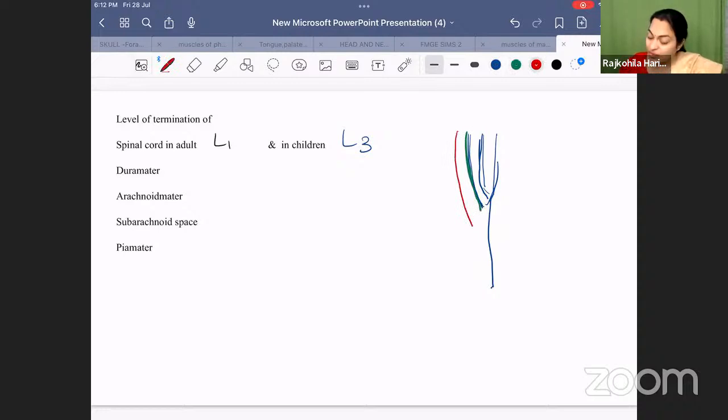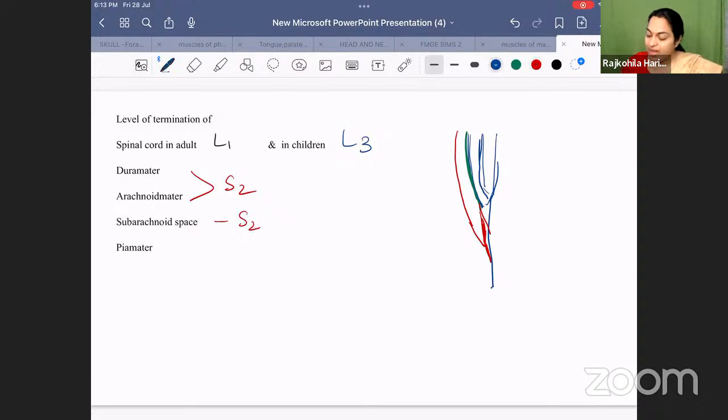So where do the dura mater and the arachnoid end? Yeah, they both fuse and they end at S2 level. Where is the subarachnoid space situated? Between the arachnoid and the pia, right? So that will also end at S2.